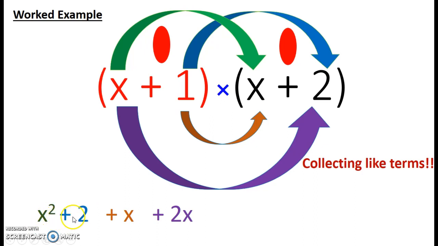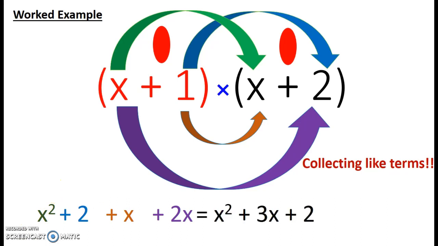Then you move on to the next one, which is plus 2. Can you see any other numbers in the answer? No. Therefore, you have to leave 2 as it is. And for the third one, you move on to the next one after the 2, which is x. Can you see any other x's? Yes, because you've got 2x at the end of this solution. Therefore, you have to collect them together. That means you've got 1 lot of x and 2 lots of x will give you 3 lots of x. So your answer should be x squared plus 3x plus 2.